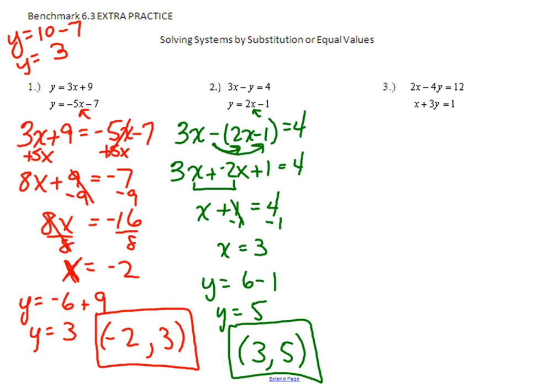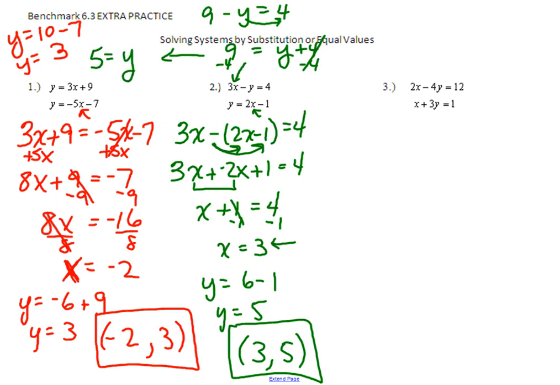Now if I have time on my benchmark, I'm going to go back and take that 3 that I got before for x and plug it in the other equation and double check. So I have 3 times 3, which is 9, minus y is 4. Now I'm going to bring that y to the opposite side. I'm going to flip and switch it so it says y on the right side. I'll take an extra step here. And then I'm going to take that 4 and flip it to the other side. So I have 5 equals y, or y equals 5.